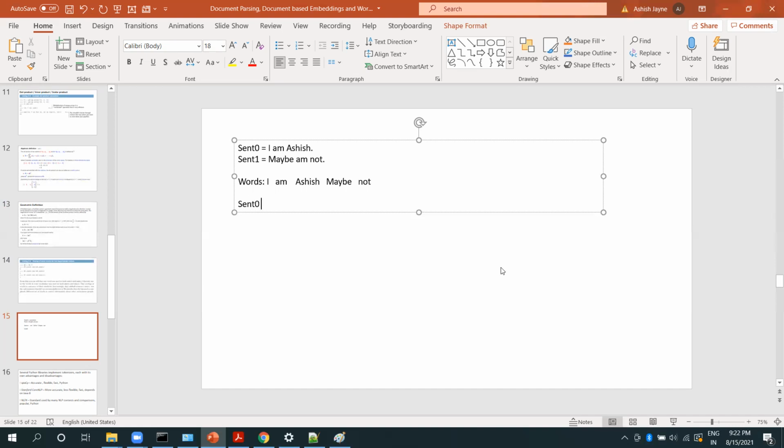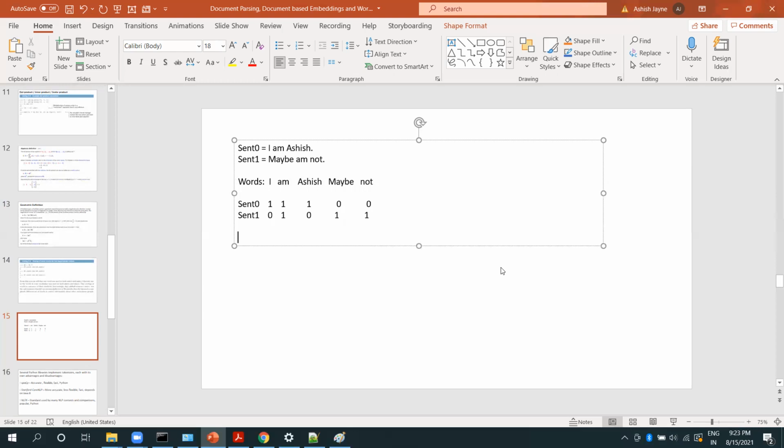Sentence 0: I am Ashish, maybe I'm not. I is there in sentence 0, so 1, 0. Am is there, Ashish is there, maybe is not there, and not is not there. Sent 1: I is not there, am is there, Ashish is not there, maybe is there, and not is there.